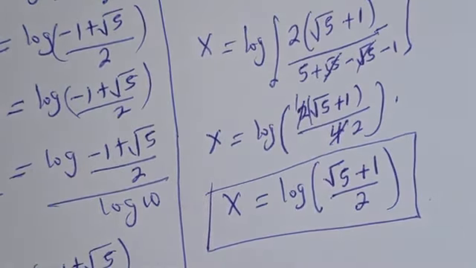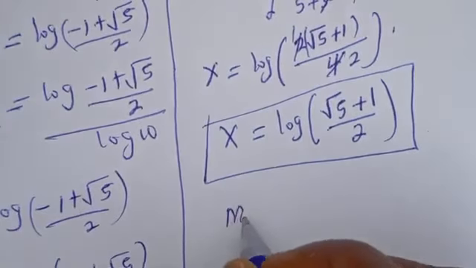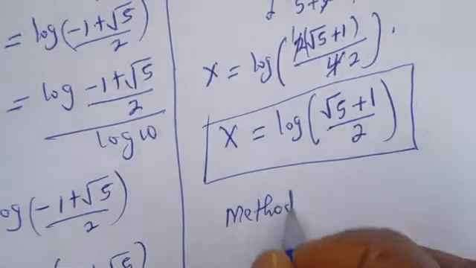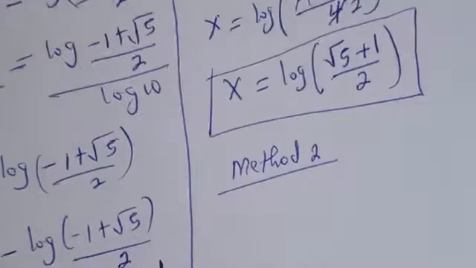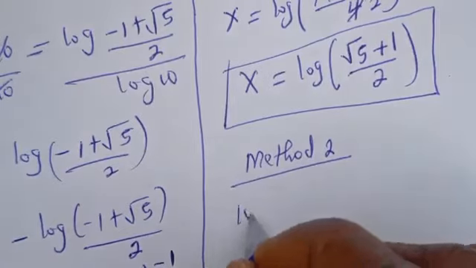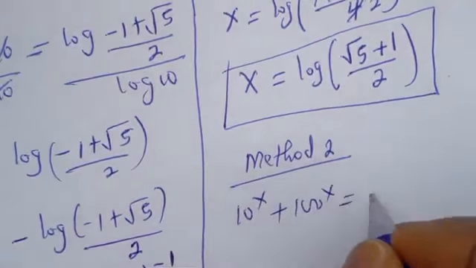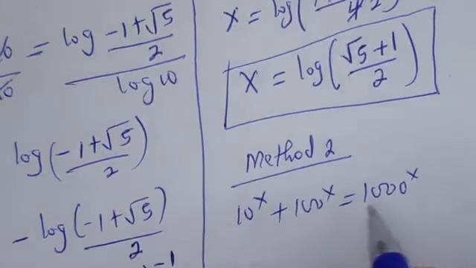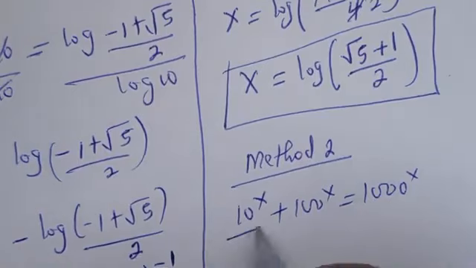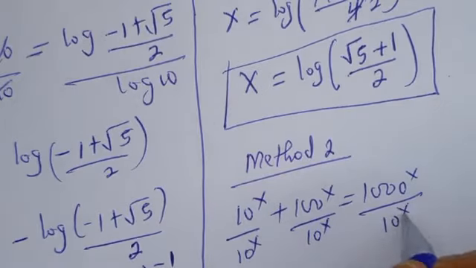So let's consider the second method. Let's call it method 2. We have the given equation, 10 to the power of s plus 100 to the power of s is equal to 1000 to the power of s. Now let's divide all through by 10 to the power of s. This divided by 10 to the power of s, this divided by 10 to the power of s, and this divided by 10 to the power of s.